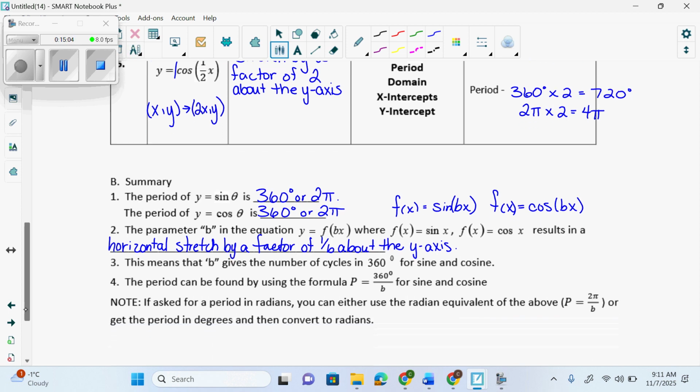This means b gives you the number of cycles in 360 for sine or cosine. So if it's times by 2, then you would actually get 720 before you cycle. You can either multiply by the horizontal stretch, or you can divide by b. Why could you just divide by the b value from your equation? Because you're going to multiply by 1 over b to get the horizontal stretch, right? If you divide by b, that's the same as multiplying by 1 over b. So you can either use the period P equals 360 over b, or the period equals 2 pi over b if it's in radians.